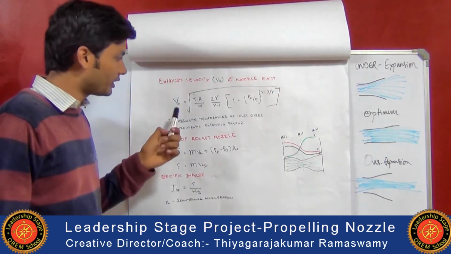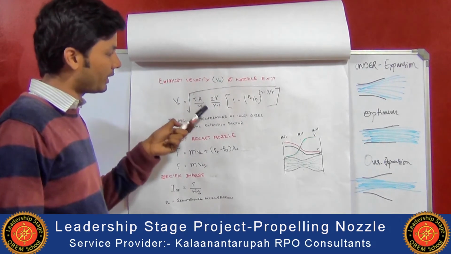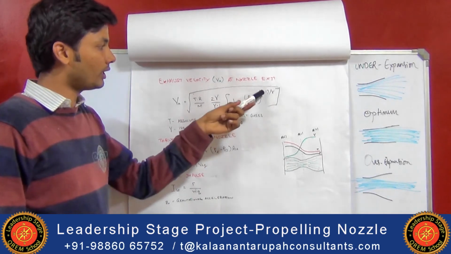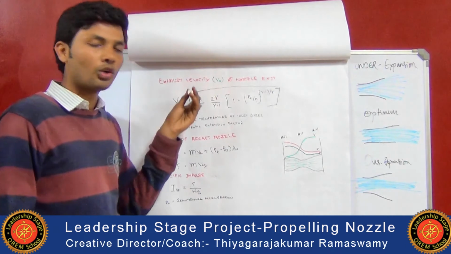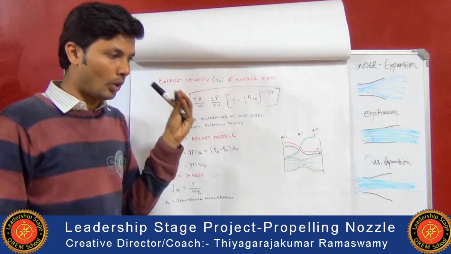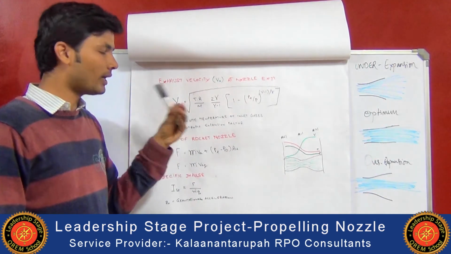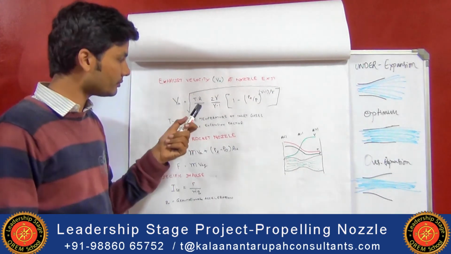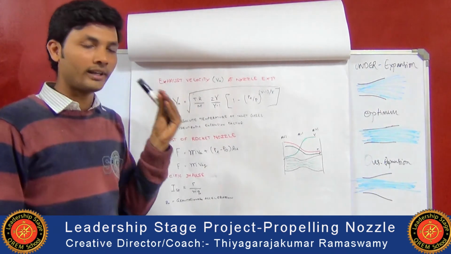The formula for that is the square root of (TR/M) times (2γ/(γ−1)) times (1 − (PE/P)^((γ−1)/γ)). We'll see what each letter denotes. T is the absolute temperature of the inlet gases, the actual temperature of the inlet gases in the engine. R is the universal gas constant, which is 8.314 kilojoules per Kelvin. M is the molecular mass of the gases, and gamma is the isentropic expansion factor.